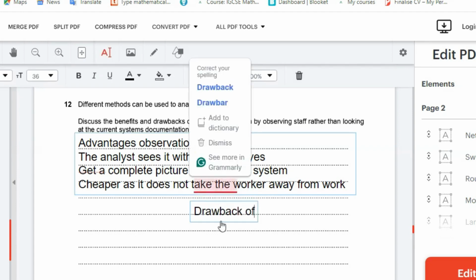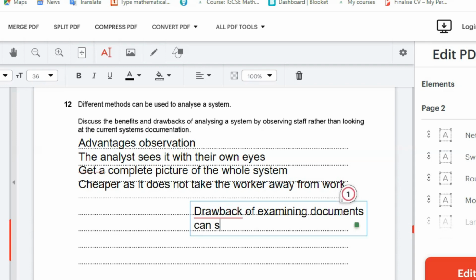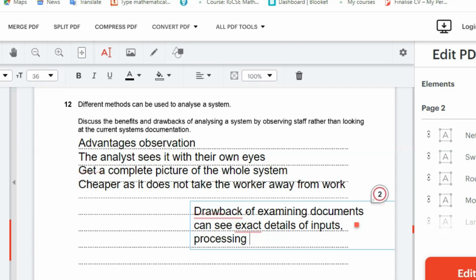Examining documents. 1, can see exact details of inputs, processing and outputs.